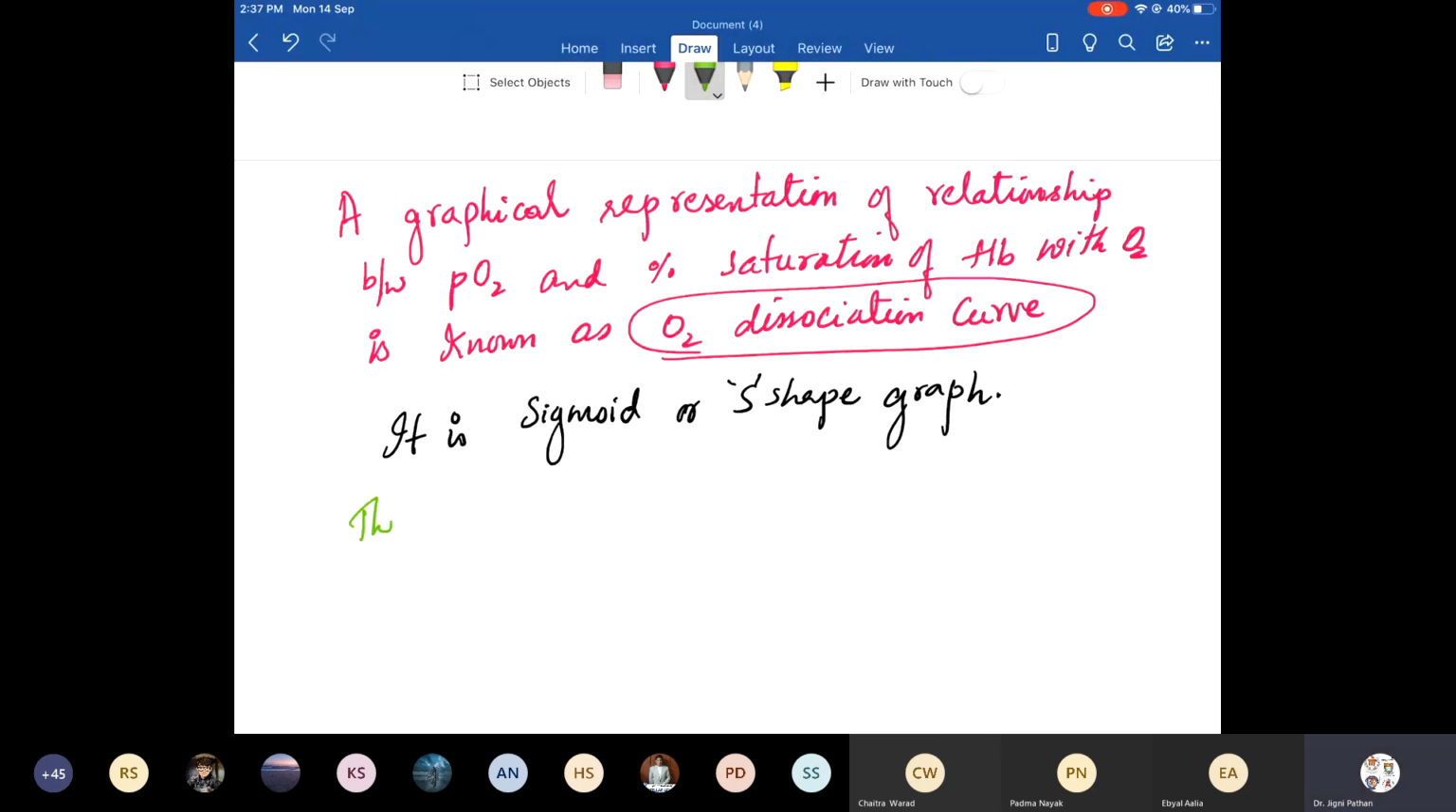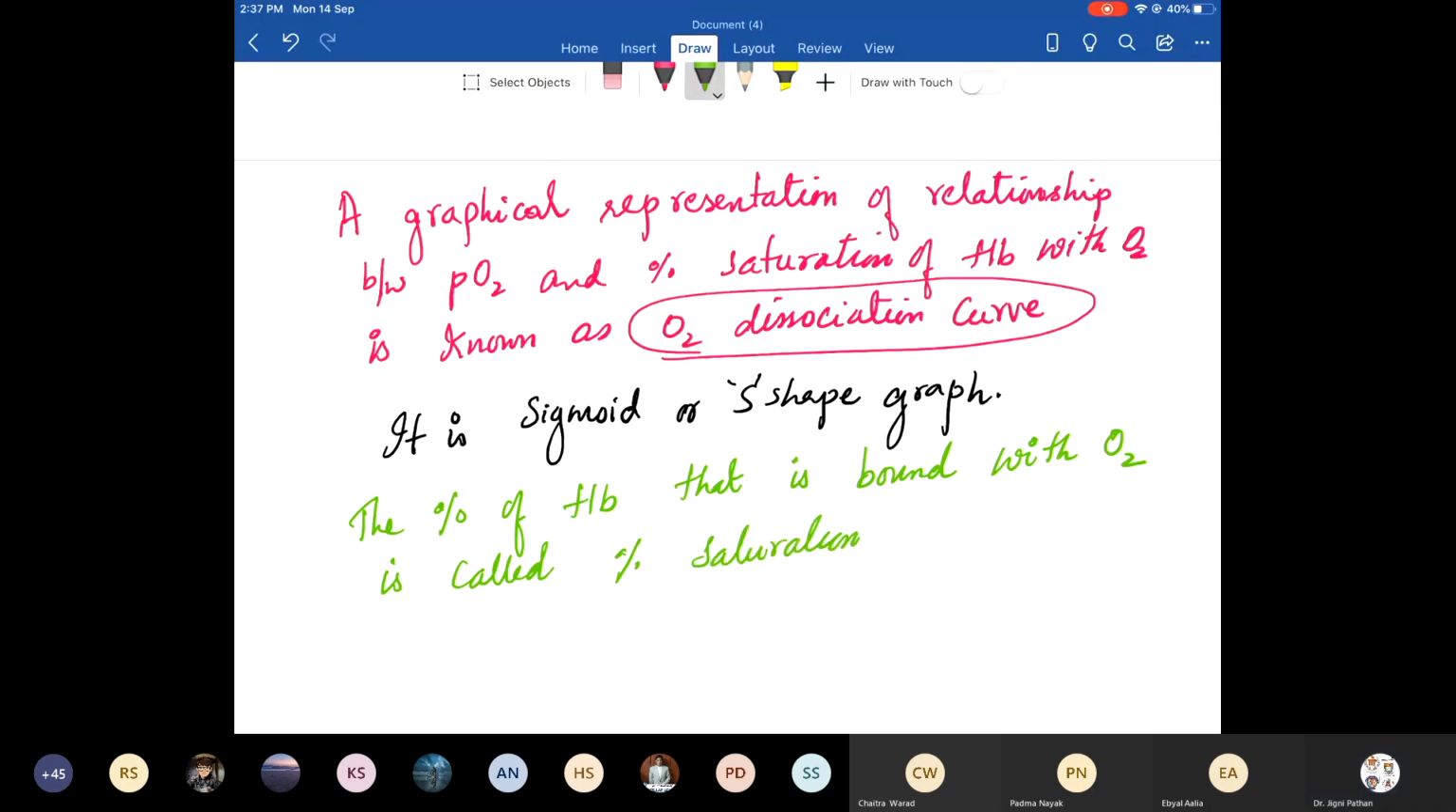The percentage of hemoglobin that is bound with oxygen is called percentage saturation of hemoglobin.